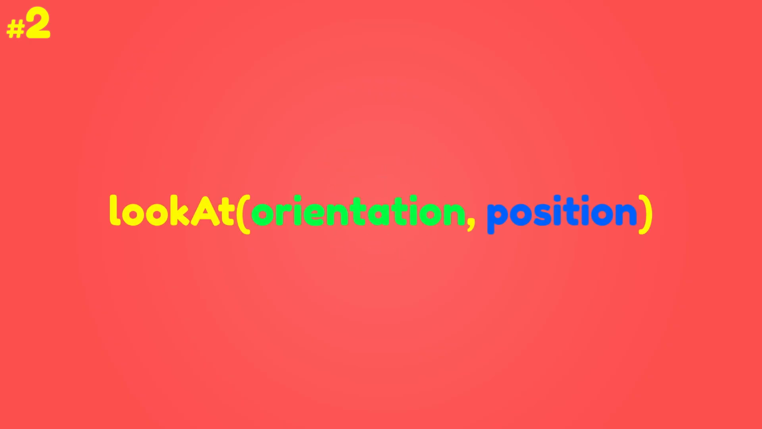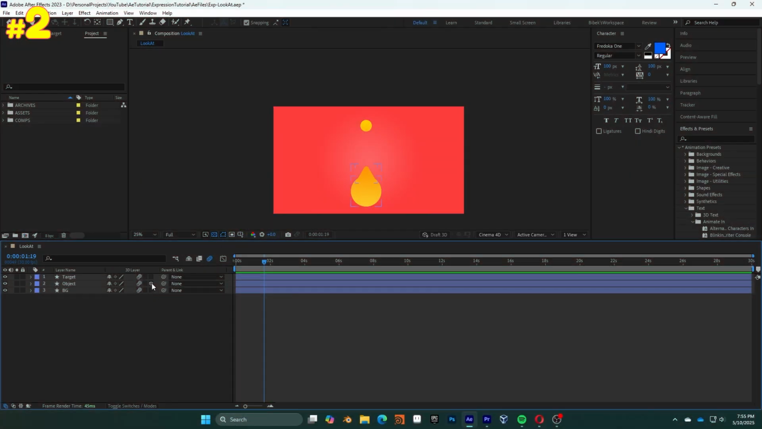The lookAt expression works best with 3D layers, so you might want to use it for that only. It takes two values, the orientational value of the main object and the position of the target object. So, you can simply make your main object and the target object 3D.